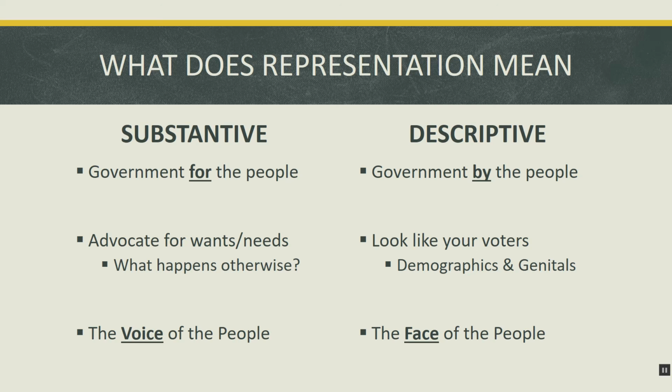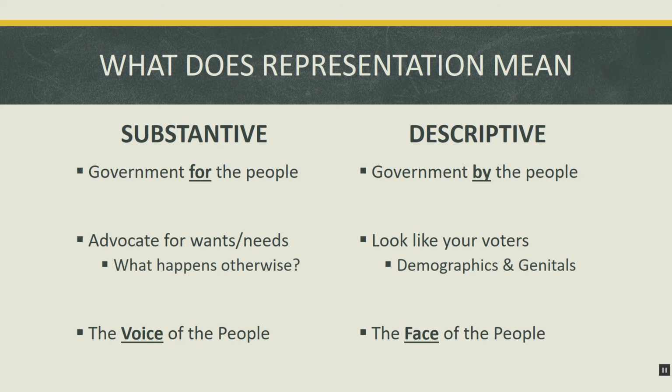Substantive representation is the sort of traditional understanding of representation, and I'll go ahead and give you a definition. Substantive representation is representing the political wants, needs, and interests of constituents or voters by introducing and campaigning for policies consistent with their preferences. So a substantively representative system is a system which gives people a voice in government. It is a government for the people.